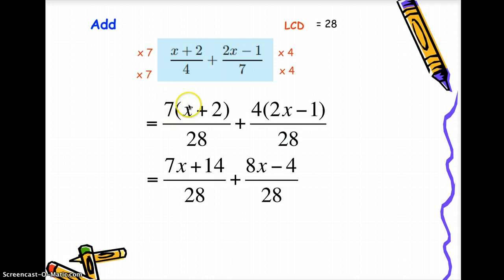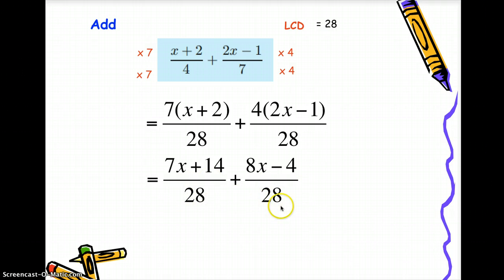So 7 times x is 7x. 7 times 2 is 14. So you have 7x plus 14 over 28. Plus, now we're going to multiply 4 to each term inside the bracket. So 4 times 2x is 8x. Now be careful here. 4 times negative 1 is negative 4. So we have a negative 4 here. And we still have 28 over here.